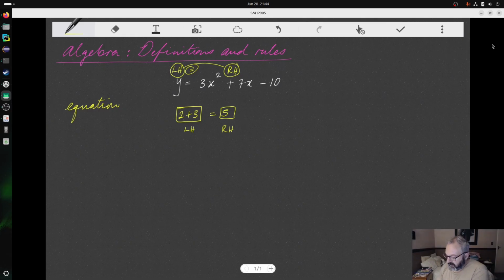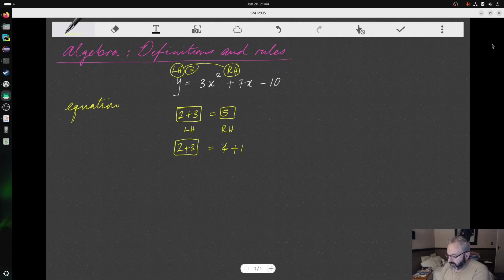If I've got something like this, 2 plus 3 is equal to 4 plus 1, now I can compare and evaluate the left-hand side and the right-hand side again. So we have on the left-hand side 2 plus 3, and we know that's 5.